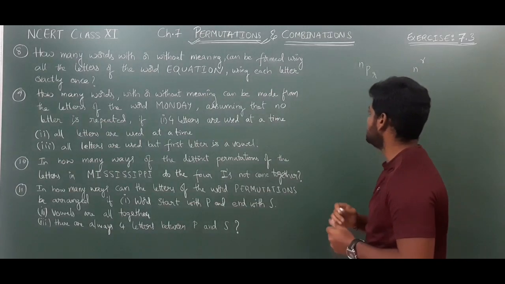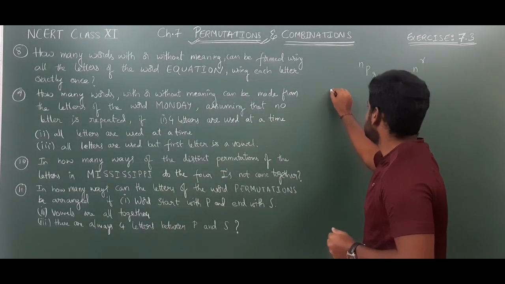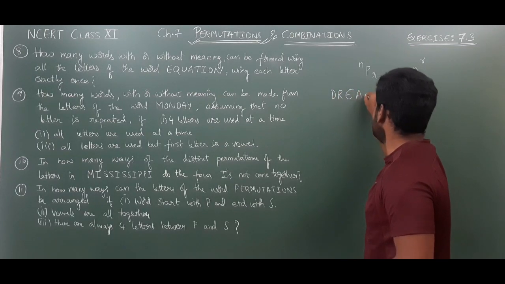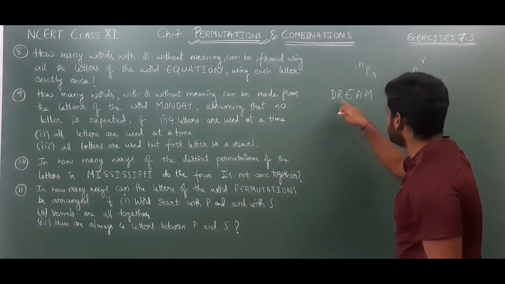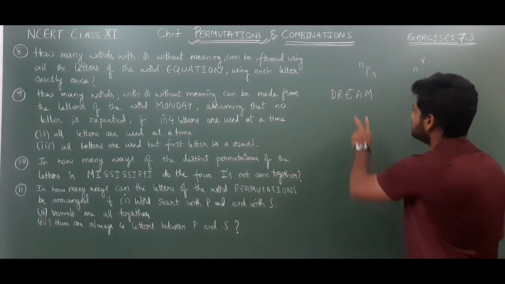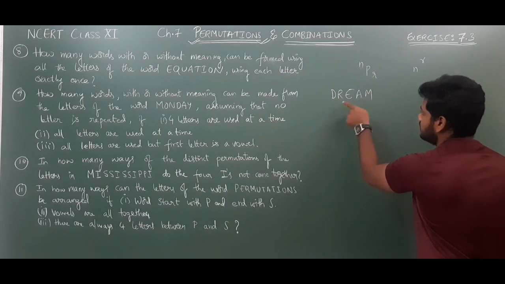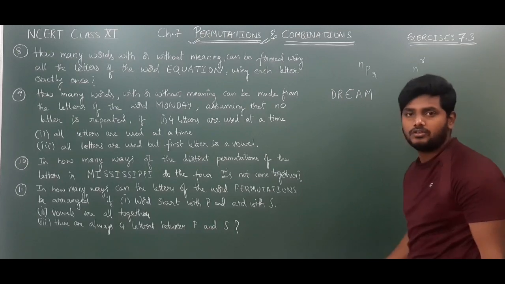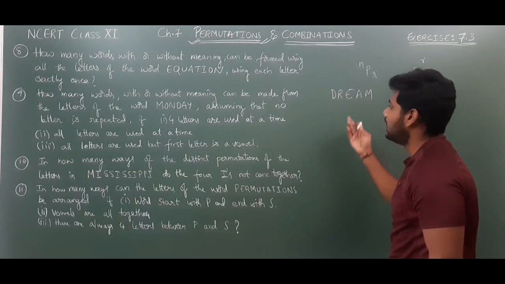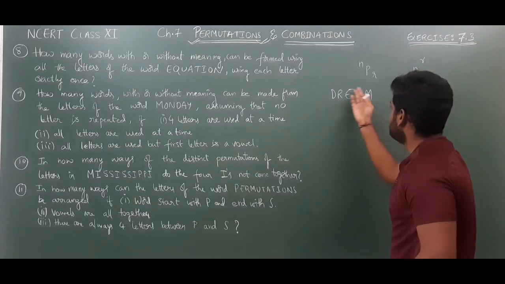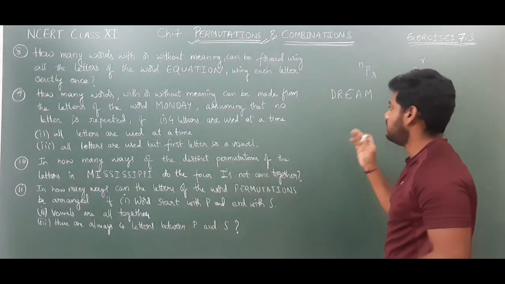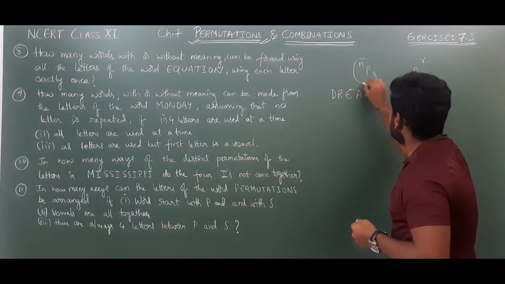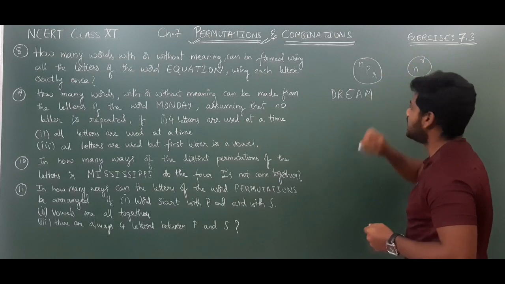See, for example, you take the word dream. Here, are there any same letters, like D repeated somewhere, or R repeated, or E repeated, or A repeated, or M repeated anywhere? No. All letters in this word are different. Whenever we have different letters in a word, either nPr we will use or n to the power of r we will use.